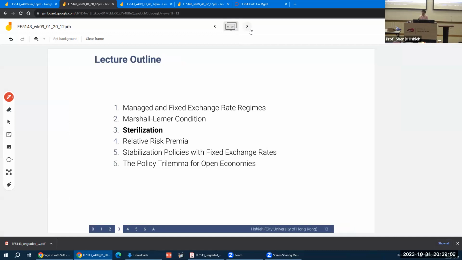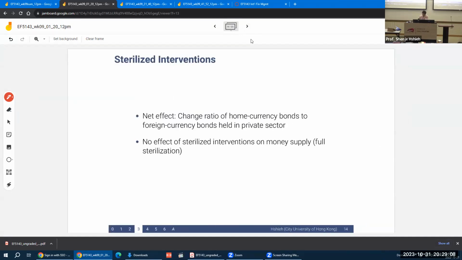All right, so let me talk about sterilization before we take a break. Sterilization is a monetary policy tool to keep the money supply constant, but change the composition of the balance sheet. That's basically it. They want to change the composition of the balance sheet while maintaining the money supply level.